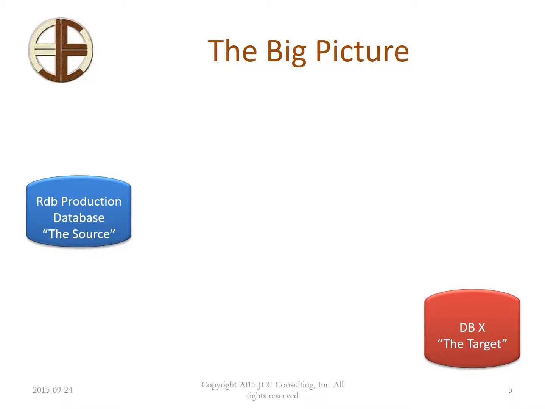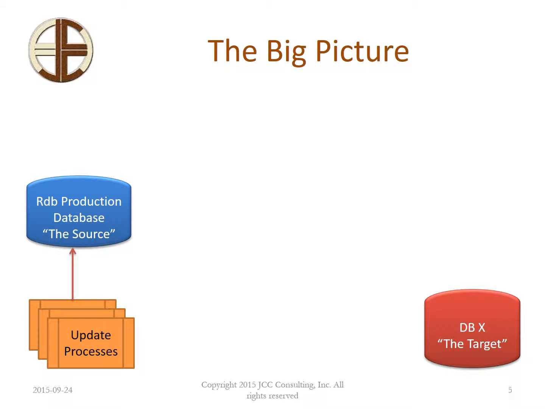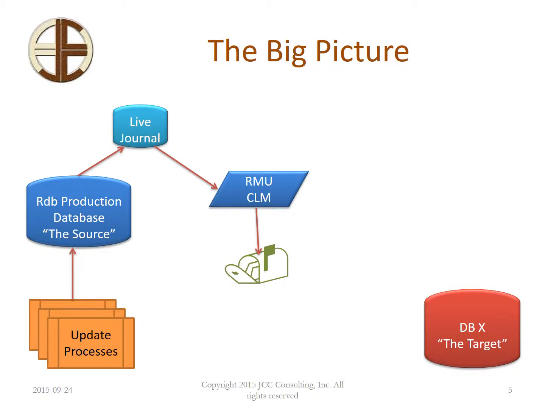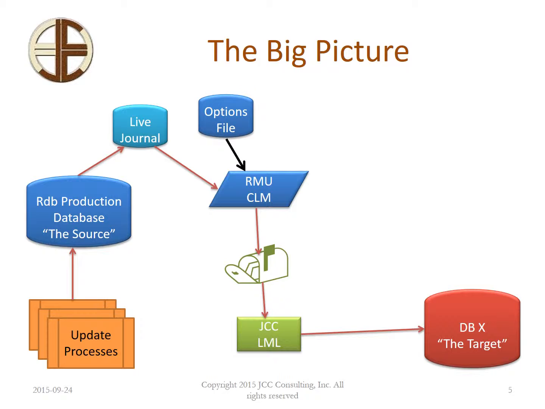First, the big picture. You have an RDB database, the source database, and you've got some target, and you need to somehow get the data there. You have processes that are updating the source database, and the data is being written to the live afterimage journal files. The RMU unload/after, the continuous LogMiner command, can extract data from the live journal and output it to a variety of output devices. In our case, we use OpenVMS mailboxes. The LogMiner Loader reads the data out of the mailbox and applies it to the target.